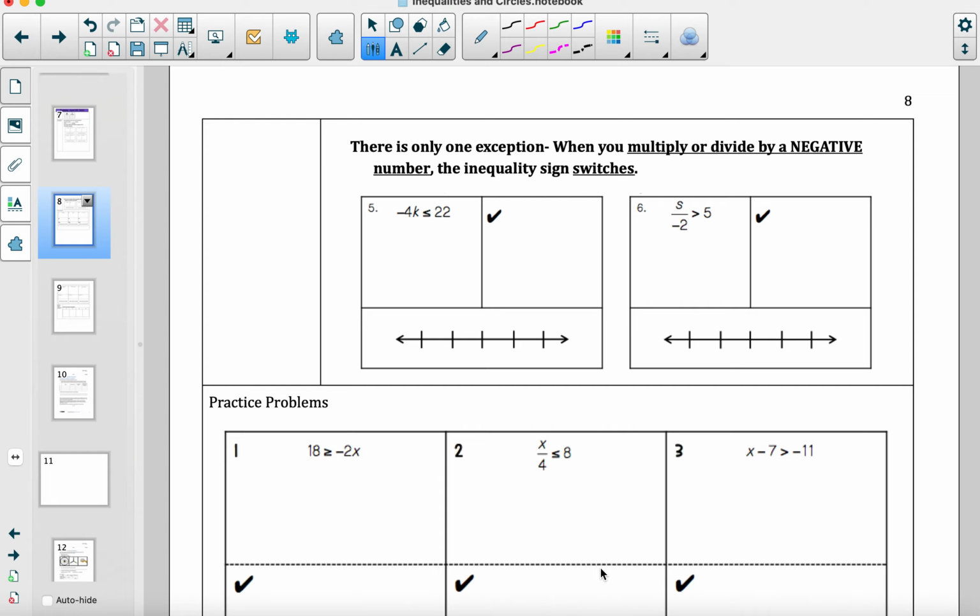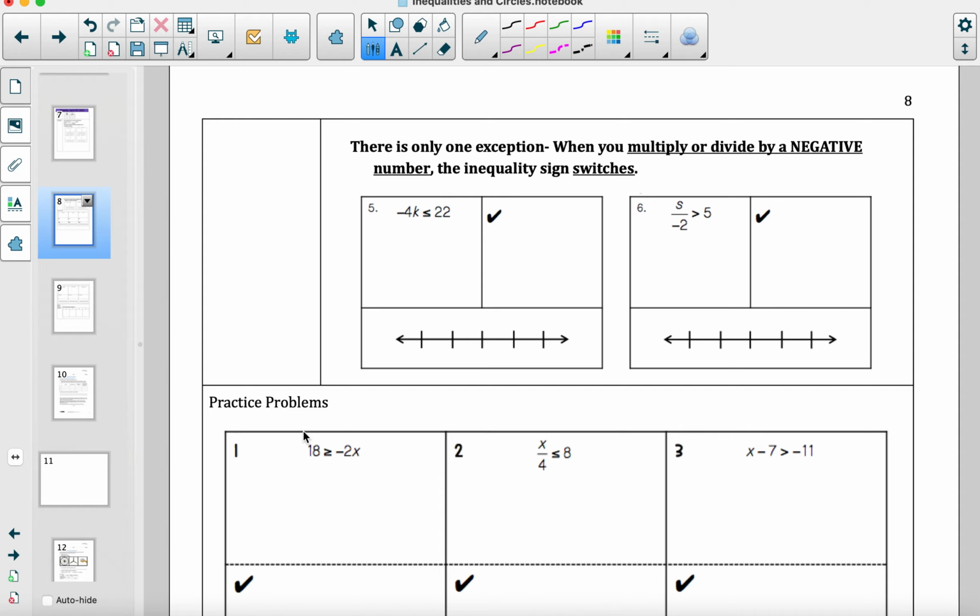So, yesterday we talked about inequalities and we talked about circles. And you're going to do a practice today on inequalities and circles. So, I want to make sure we review that. Yesterday we did some practice with inequalities by rewriting those as equations and then putting our symbol back in. And we said yesterday there's only one exception to this. When we multiply or divide by a negative number, the inequality sign switches.